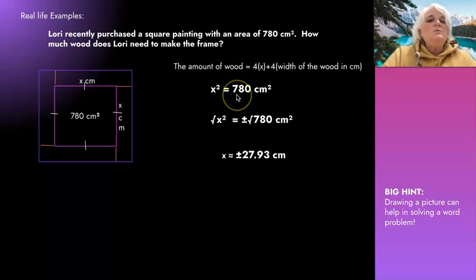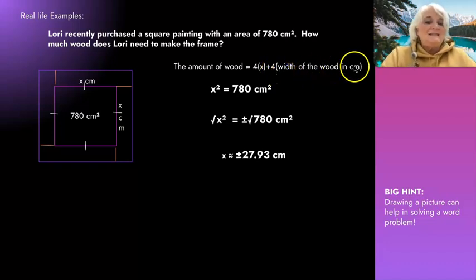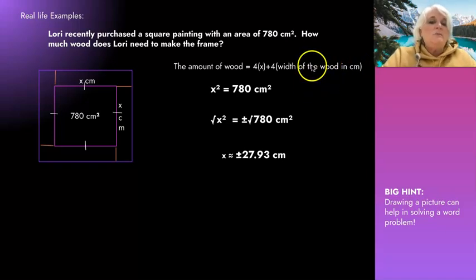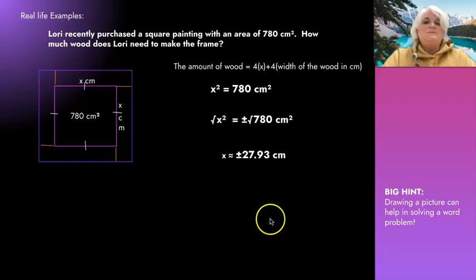So the amount of wood that I'm purchasing is 4 times x, the positive value, because length is measured in positive, so I eliminate the negative, plus 4 times the width of the wood in centimeters. Now, they didn't give me that, so I'm just going to have the person who's going to buy the wood figure out what the width of the wood is in centimeters when they're there buying it, and then multiply it by 4 and add it to my answer.